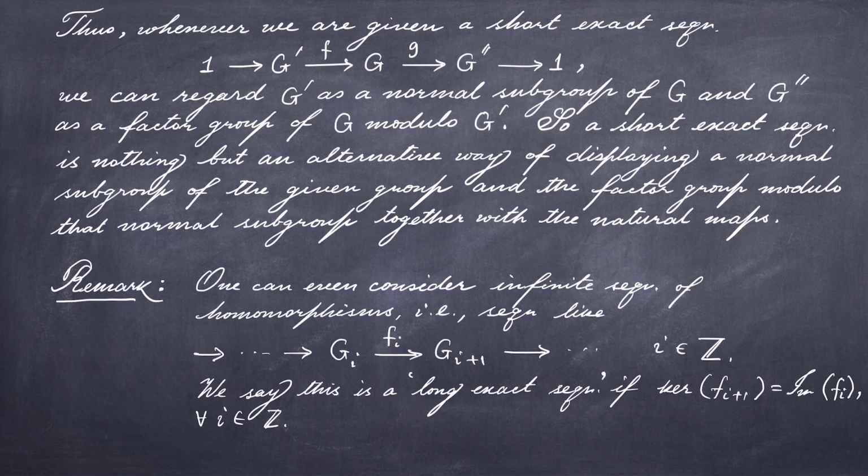sequence of homomorphisms is said to be long exact if for each i the kernel of f_{i+1} is the image of f_i. So long means we indeed have infinitely many groups, infinitely many homomorphisms indexed by Z, and thus we have infinitely many joints. If it is exact at every joint, then we call it a long exact sequence.